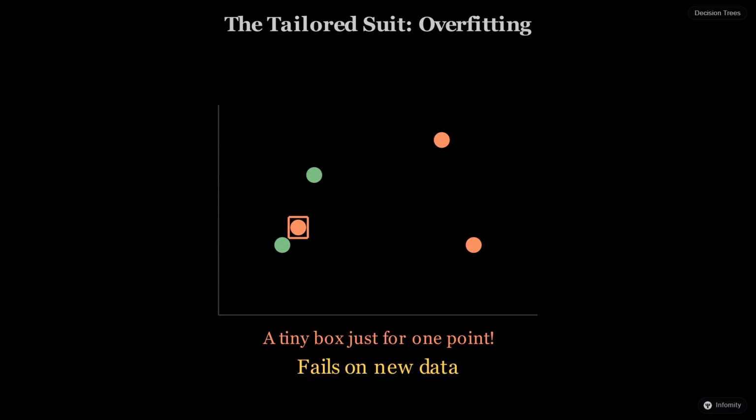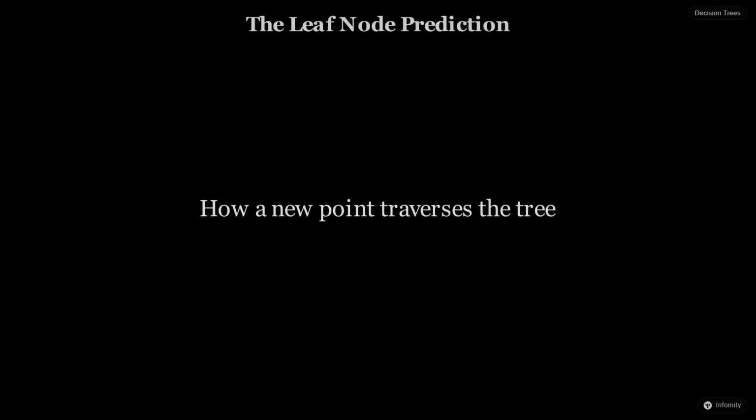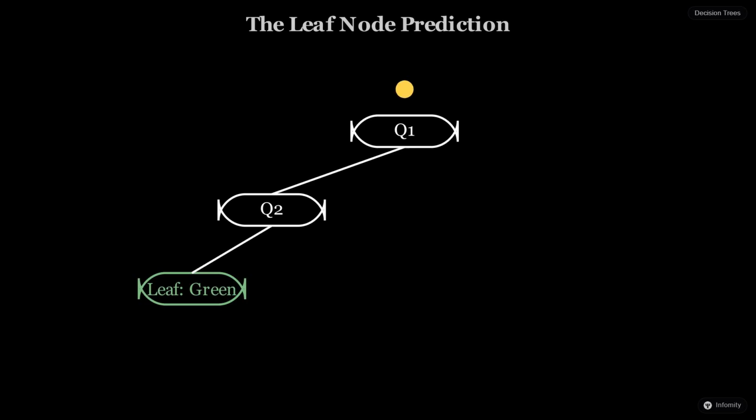We call this overfitting. To make a prediction, a new data point simply follows the path from the root to a leaf. At each junction, it answers a question based on its own features. Once it reaches the end, the leaf node tells it which class it belongs to. This makes them easy to interpret.